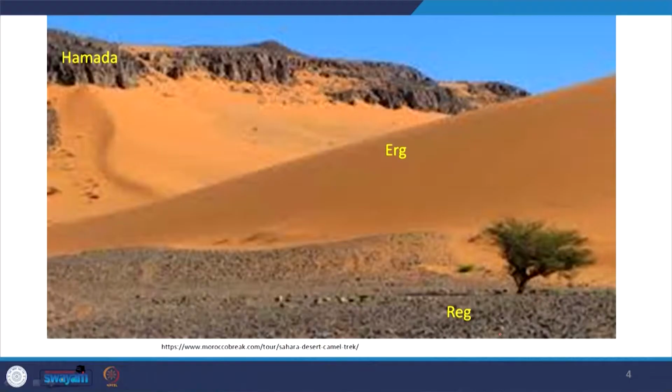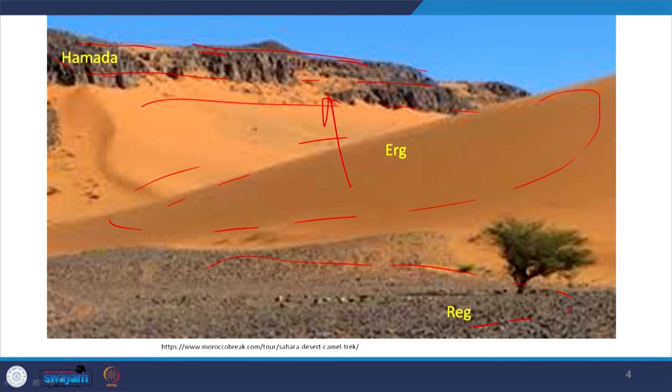So, here is a photograph showing three different types of materials or types of deposition: hamada, reg and erg. Now, you see this is hamada, which is totally stony and looks like a plateau here. And erg, now you see this area, this is erg, meaning sand dominated, and this is reg, stony or gravelly dominated. So, sand may migrate from here to here, and sand may migrate from here to here.